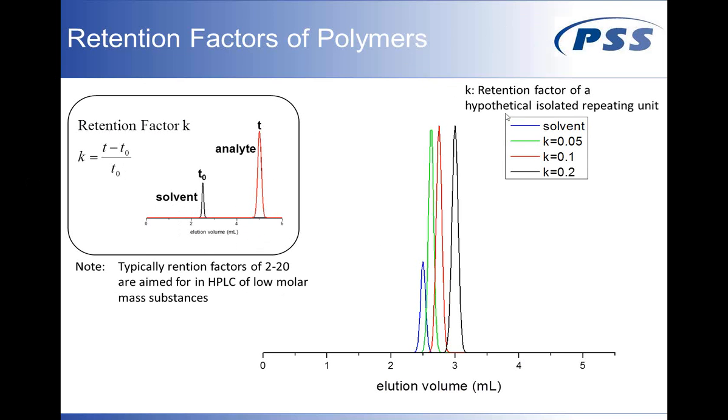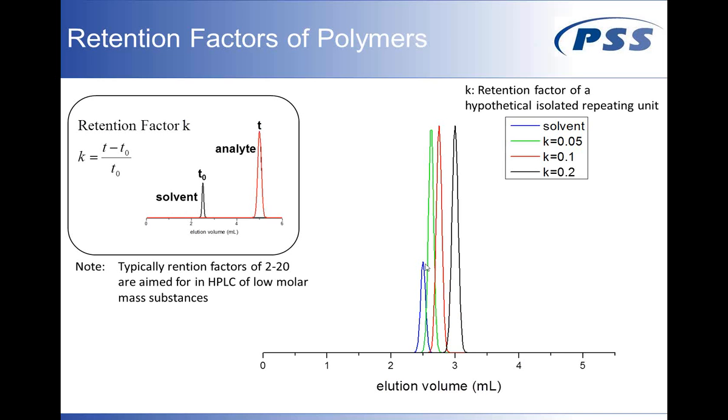If we assume that our repeating unit, you could imagine I cut my polymer chain into small parts, into the repeating units, and I would inject the single repeating units into the chromatography. And then you might end up with such a kind of chromatogram. This is my solvent peak, and these are 3 different eluent compositions. In one case, for my isolated repeating unit I reach a retention factor of 0.05, which means I have just 5% longer retention of the analytes than of the solvent.